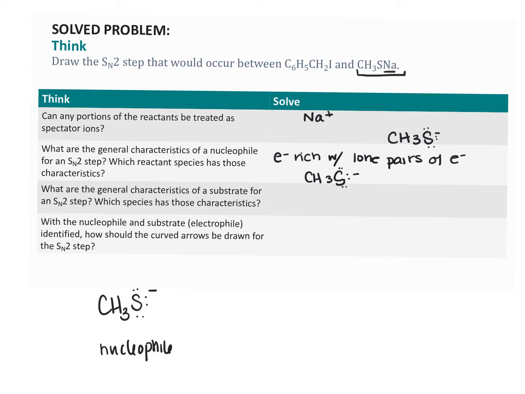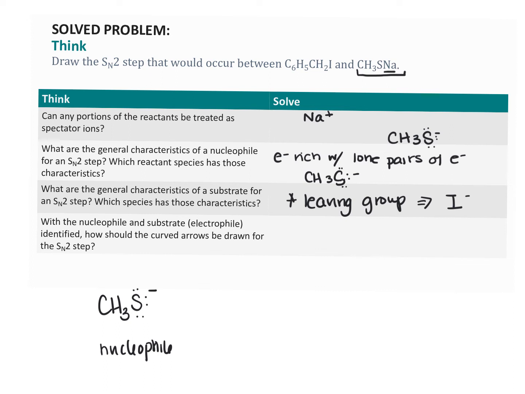Now, what are the general characteristics of a substrate for an SN2 reaction, and which species has those? The substrate for an SN2 reaction should have a leaving group, right? What we're looking for is one of the recognizable leaving groups, and one of our recognizable leaving groups is that iodine. It'll leave as I minus, and because it leaves as I minus, it's really stable. It's the conjugate base of a strong acid. So we can identify that.